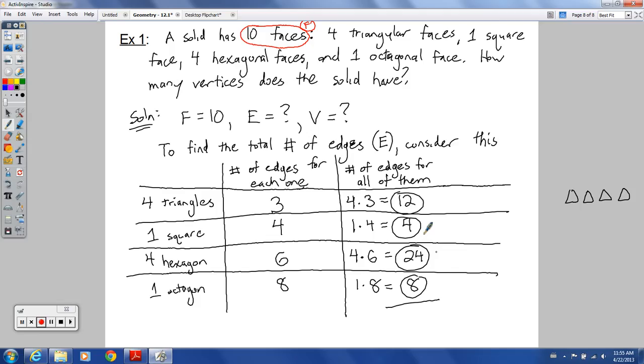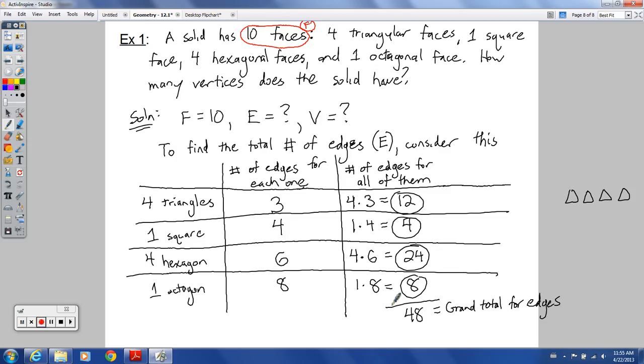So here, if we take the total of all these, 12 plus 4 is 16. 16 plus 24 is 40, and 40 plus 8 is 48. So this 48 is the grand total for the edges, but however, we have to think about this. So this is the grand total.